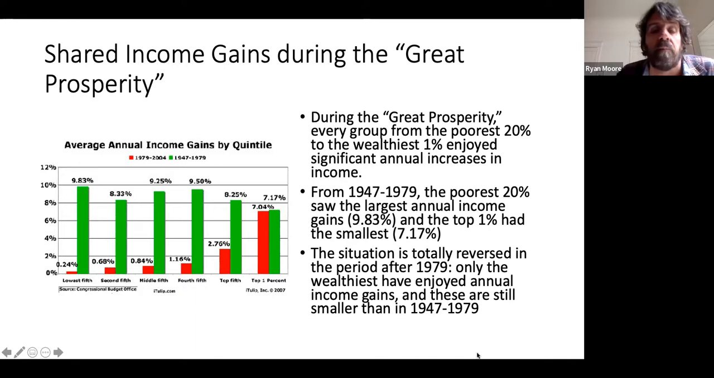So the value of minimum wage jobs has declined, and also people's transfer payments, welfare and Social Security and stuff like that, have also been cut. So the poorer you are, the worse it's been since 1979.